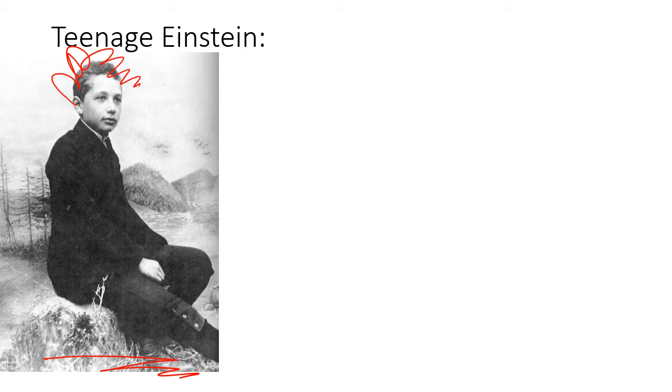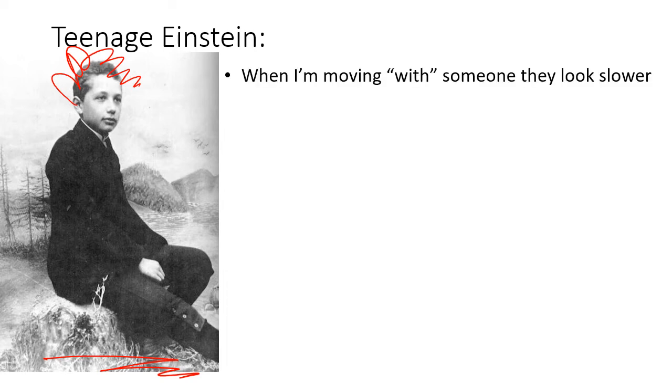When Einstein was a teenager, he used to bike to work, and as he biked, he would bike along a train track. And he was thinking about relative velocity. He thought, when I'm moving with somebody, they look slower, right? So here's me on my bike, and here's the train. When the train is going this way and I'm going this way, the train doesn't seem to be moving quite as fast because it has a smaller relative velocity relative to me. If I could bike as fast as the train, I could stay right alongside it.